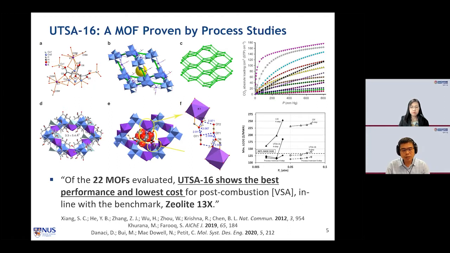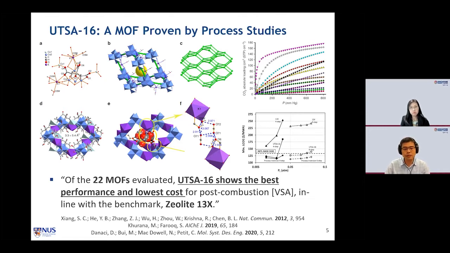So by looking in the literature, one MOF that often comes into our mind is called UTSA-16. This is a MOF that was reported by 2012. And they claim that this MOF has a very good CO2 capture performance. And since then, several groups of process engineers have done process simulation, and they found that this MOF shows at least comparable, even better performance compared to the industrial benchmark adsorbent materials, such as zeolite 13X.